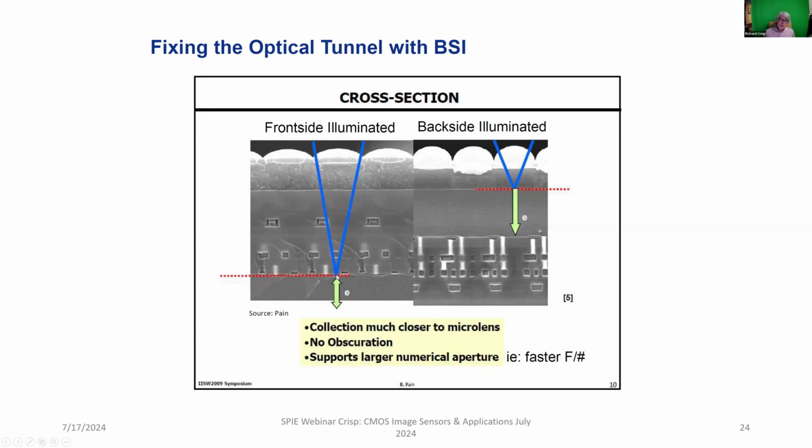What they do with backside illumination is they flip it around backwards and they grind off most of the silicon. So now all the metallization and other structure that's above the surface of the silicon is not exposed to light. What is exposed to light is the region where the light's going to be captured. And then, of course, they put micro lenses in there to focus the light directly in the region. So that avoids the optical tunnel problem. It supports faster numerical apertures, like faster F numbers, and it can help deal with the crosstalk.